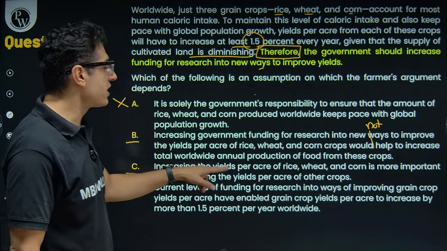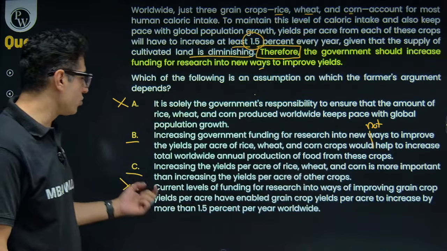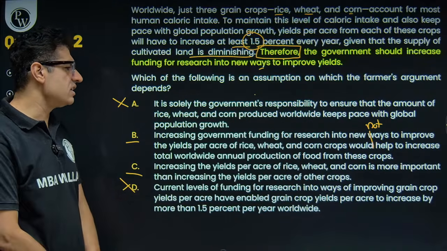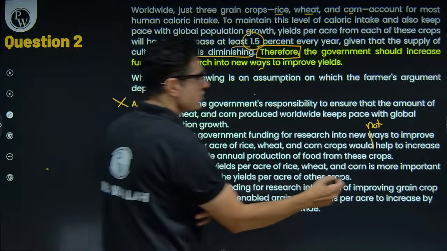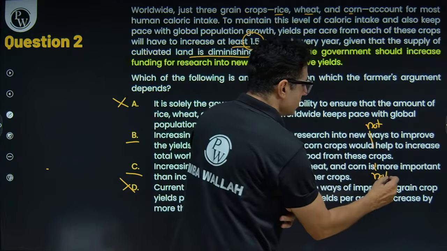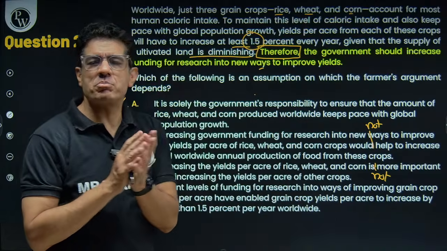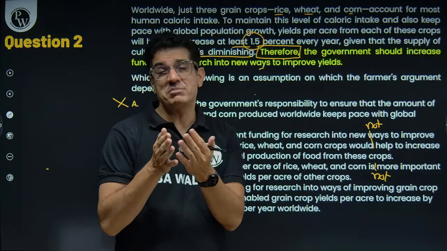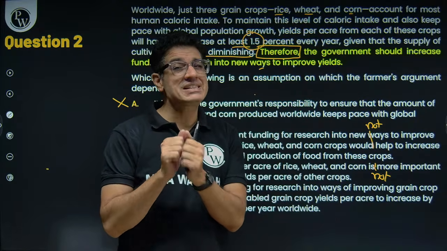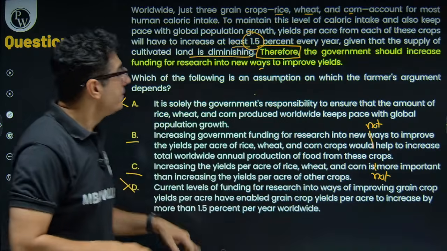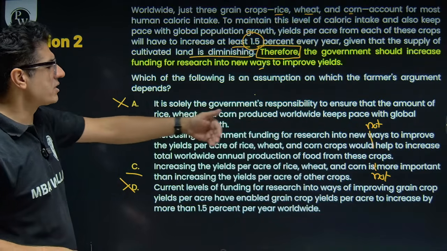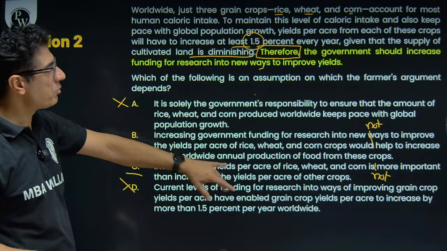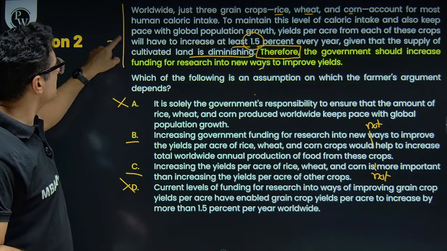Let's look at C. Increasing the yields per acre of rice, wheat and corn is more important than increasing the yields per acre of other crops. Let's negate it. Let's say it is not more important. So when you say it is not more important, what does it mean? That it can be equally important or less important. So irrespective of whether it is equally important as compared to other crops or less important, this argument still stands.